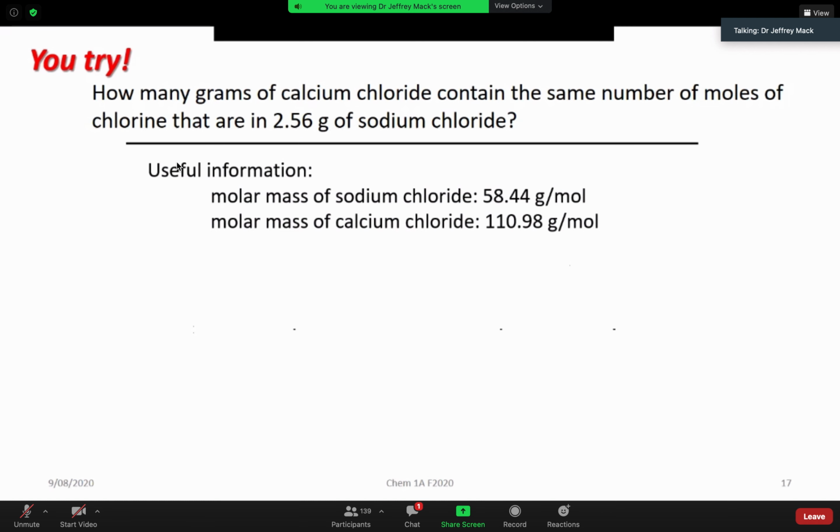So I want you to try to do this on your own. All right, think about this. You want to go from grams of sodium chloride to grams of calcium chloride via chlorine, based on using the molar mass of the compounds and the mole ratios. All right, so think about it.